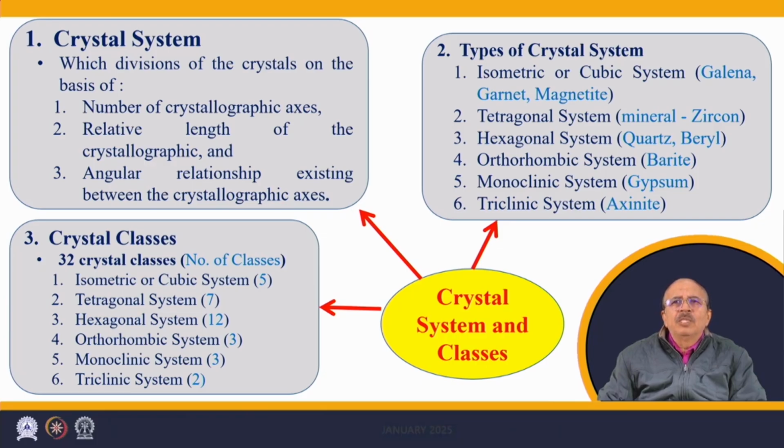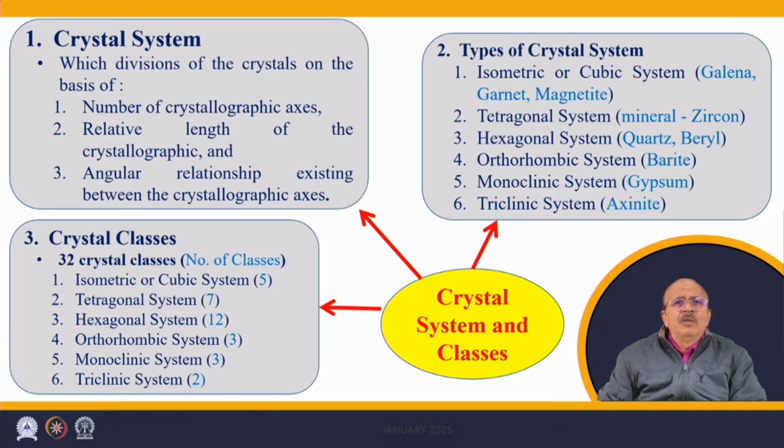Isometric or cubic system, galena, garnet, magnetite, these are the minerals in this system. Tetragonal system, mineral zircon is there. Hexagonal system, mineral quartz and beryls are there. Orthorhombic system, mineral barite, and the monoclinic system, mineral gypsum, and triclinic system, axinite is there. So these are the types of crystal system.